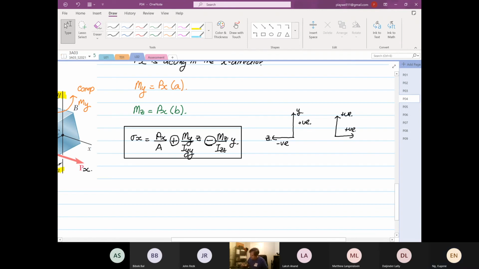So now looking at here, Px over A, this is due to the axial loading, and both of them are due to moment, bending moment.